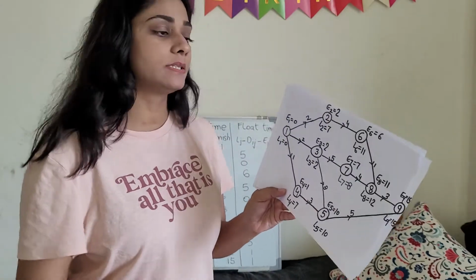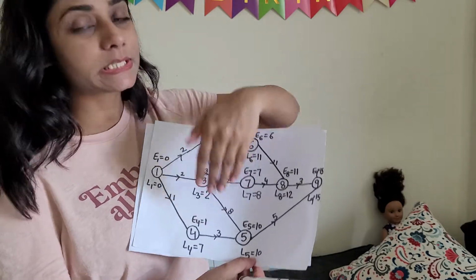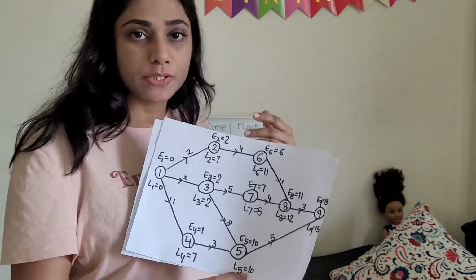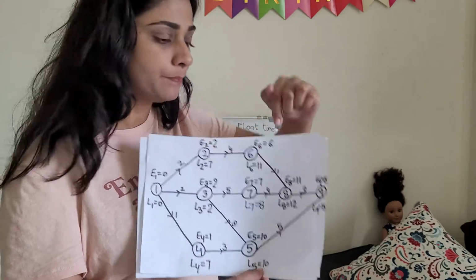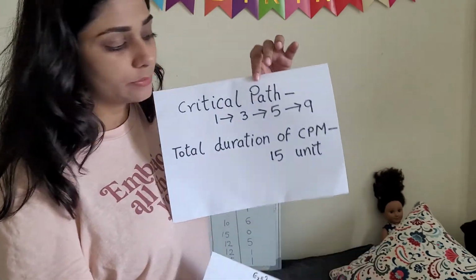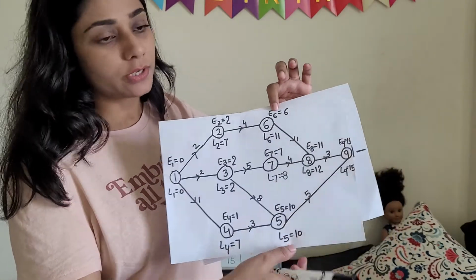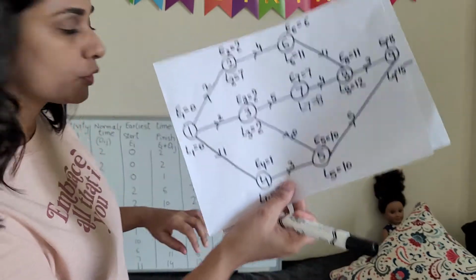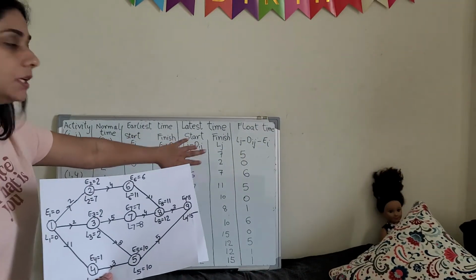Again I am telling you guys, if you want to learn how we calculate earliest time and latest time in detail, you can check my previous video. There we have done this PERT network diagram. Now come to the critical path method, how we will calculate this. With this PERT network, we will draw this table and then we will find out the critical path method.